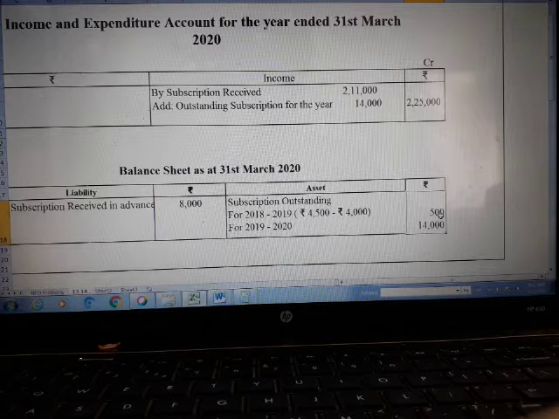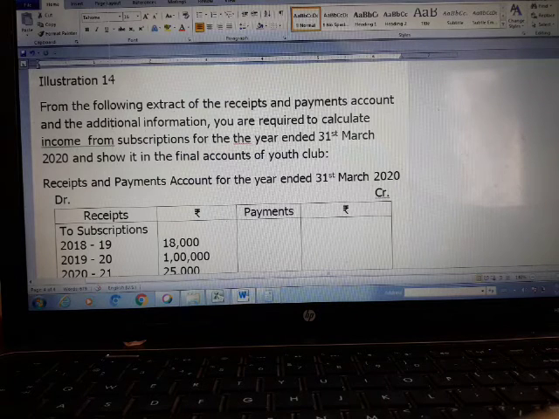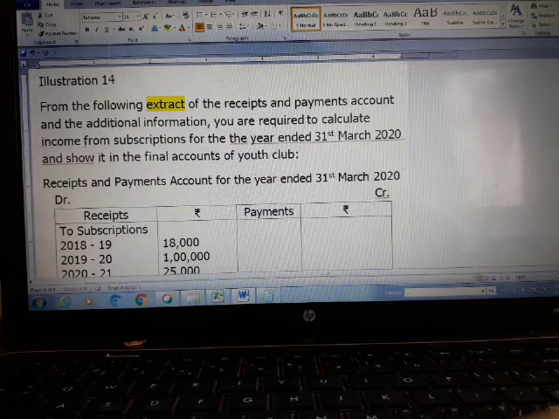Does anyone have any doubts? Clear? Am I going fast? No? Fine. Okay. Now look at the 14th question. In the 14th question it is given that from the following extract, just now I said extract, they are given here as extract. See, from the following extract of receipts and payments account and the additional information, you are required to calculate income from subscription. We have been asked to prepare income from subscriptions for the year ended 31st of March 2020.